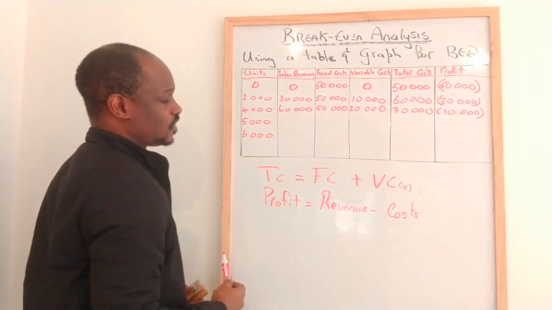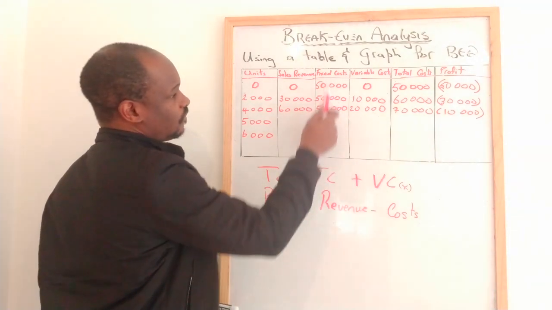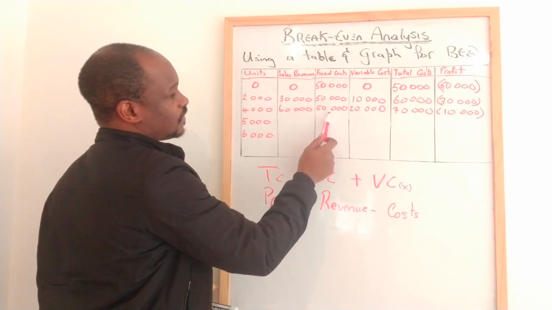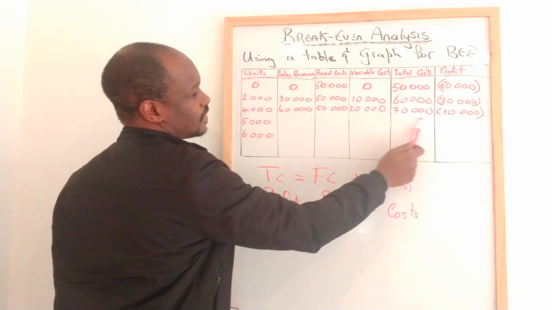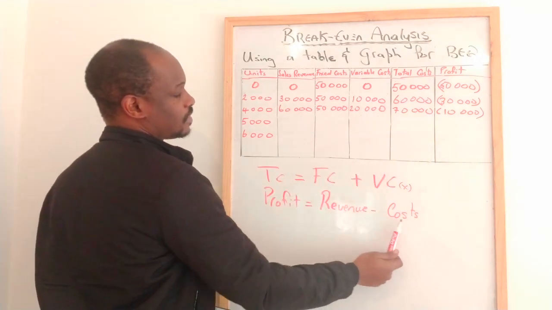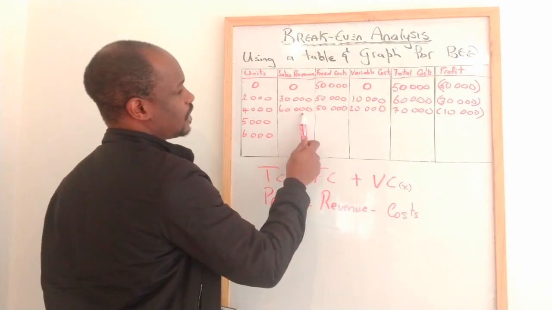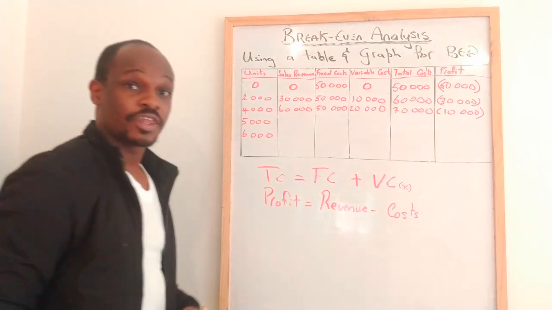Okay, so what again is our total cost? Total cost, fixed cost plus variable cost. Fixed cost is 50, variable cost is 20. So 20 plus 50, 70. How do we find the profit? Profit, revenue less the cost. What is the revenue? 60,000 less the 70,000, which gives us 10,000.